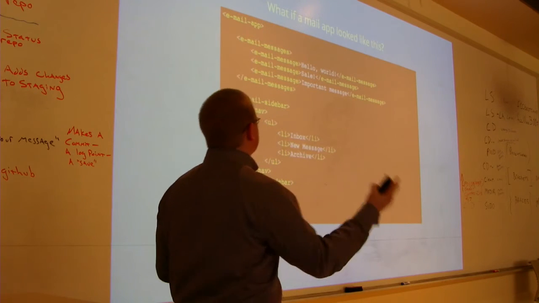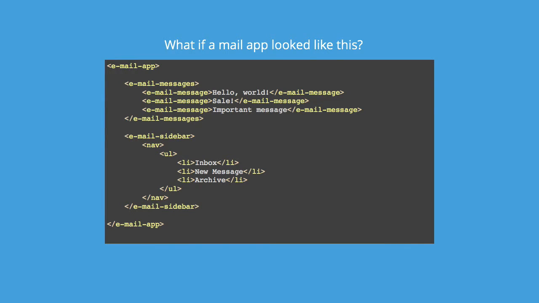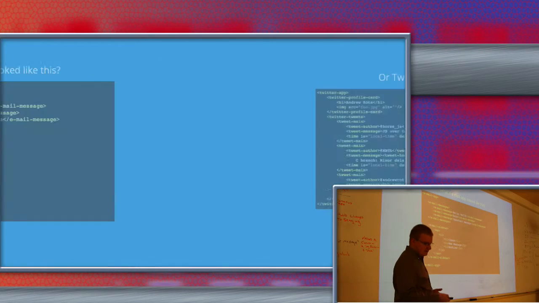And you think about the possibilities, right? What if Gmail, instead of looking like a crazy selection of divs, looked like something like this? What if we had email app, email message, email dash message, email dash sidebar, and then we had our normal elements down here. What if it was a mix of these elements that had meaning when we looked at them, as well as our built-in elements? So start to imagine what applications would look like if they weren't just a collection of divs.